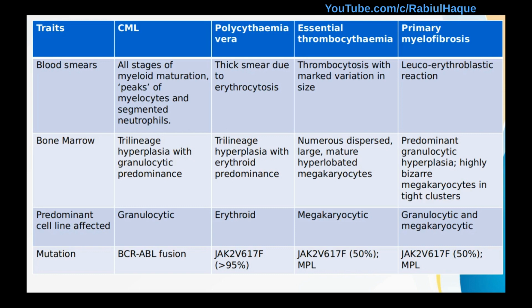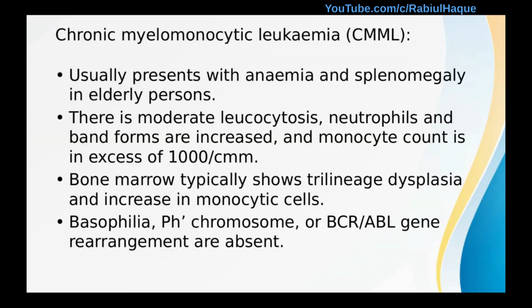Now, before moving on to the treatment of chronic myeloid leukemia, let's talk briefly about this disorder, and this is chronic myelomonocytic leukemia. It is distinct from the chronic myeloid leukemia. This type of disorder is usually presented with anemia and splenomegaly in elderly persons.